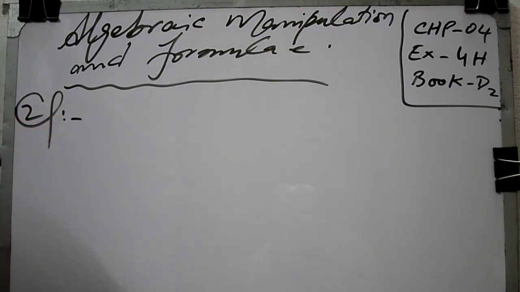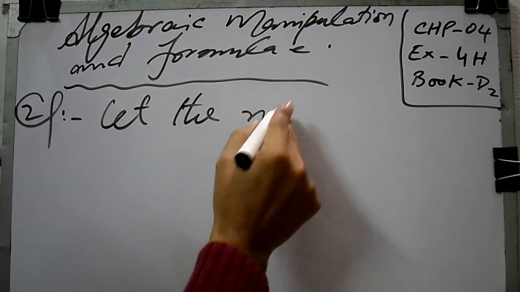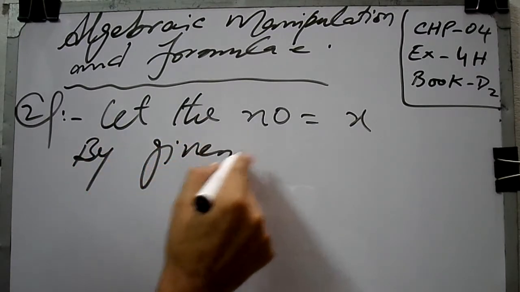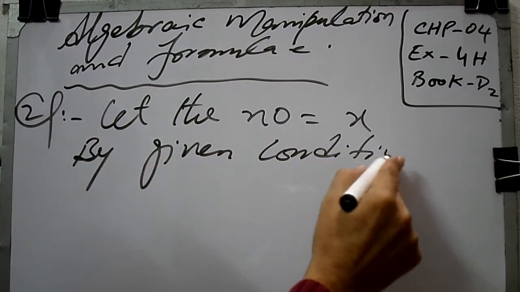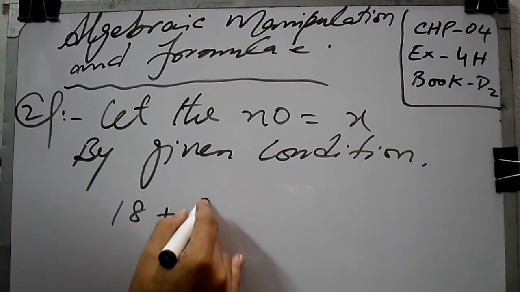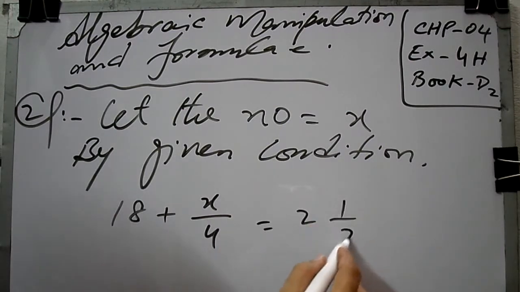In question number 2, when 18 is added to 1/4 of a number, the result is 2 whole 1 by 2 times the original number. So suppose let the number be equal to x. By the given condition, 1 by 4 of a number is added to 18, so you can write x by 4 plus 18 is equal to 2 whole 1 by 2 of the number, that is x. So that is your given condition.